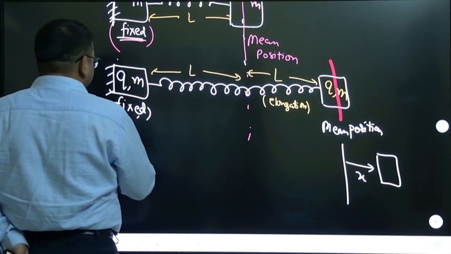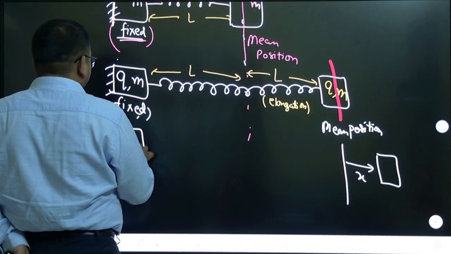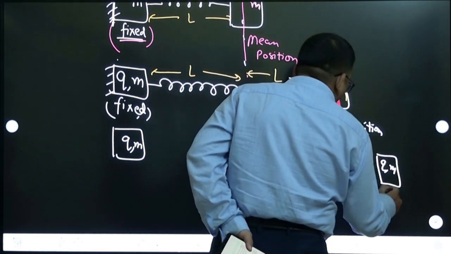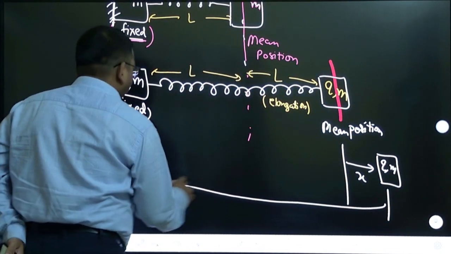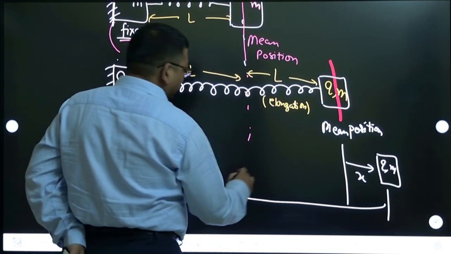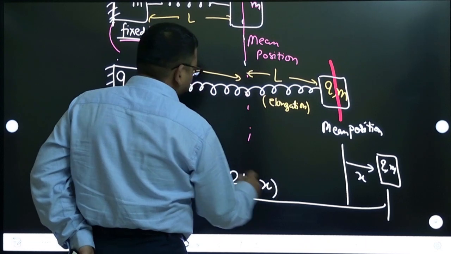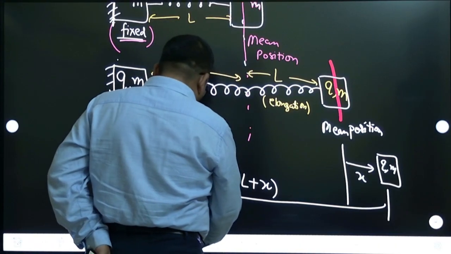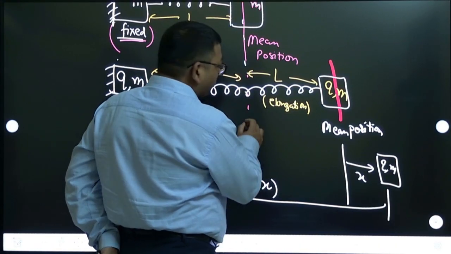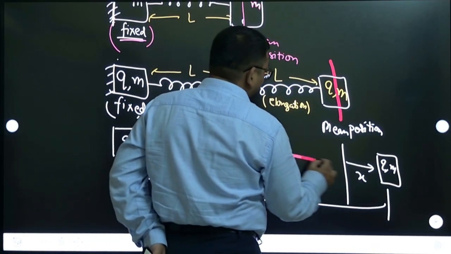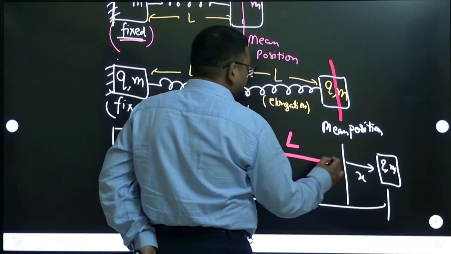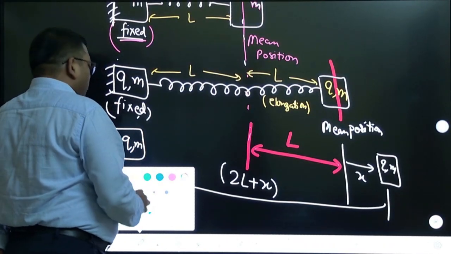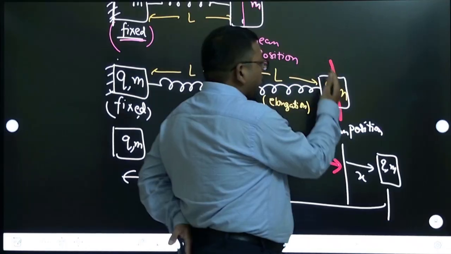So now from this position, charge mass, what will be this distance? Already this is 2L, so this distance will be 2L plus x, okay. 2L plus x will be the total distance. But what is the total elongation? Elongation you have to count from this position. So this is already L, right, and this is x. So the elongation in the spring is L plus x.